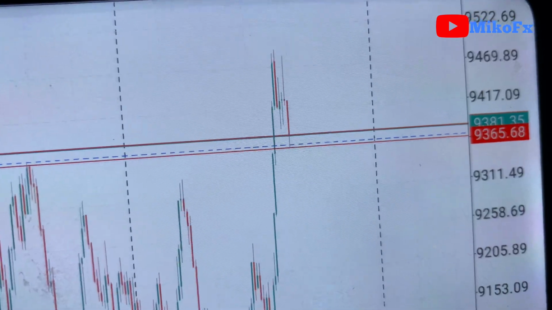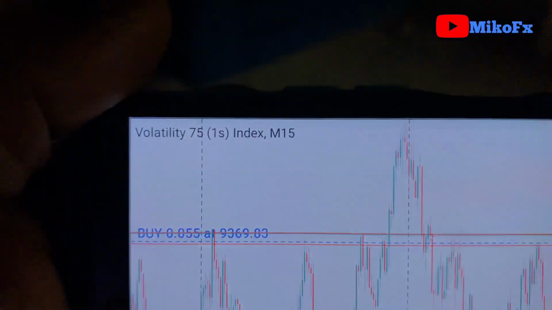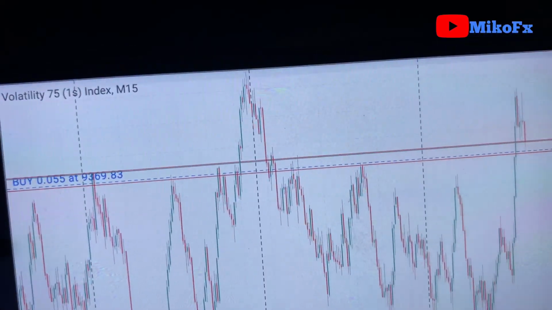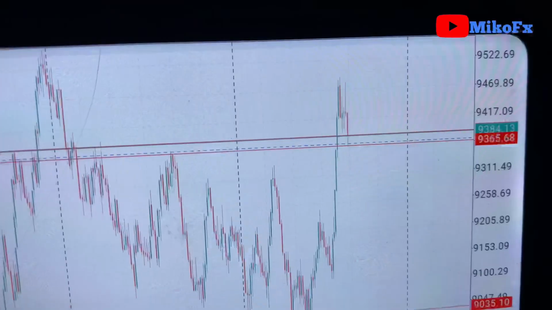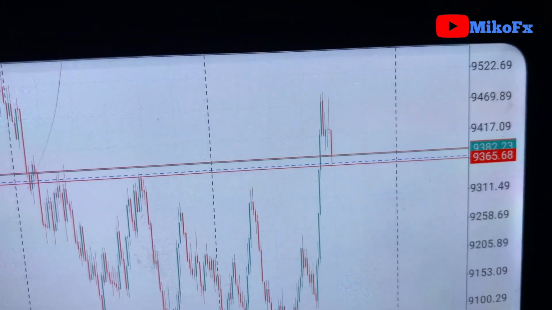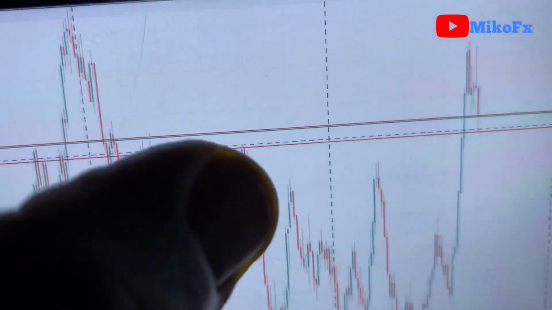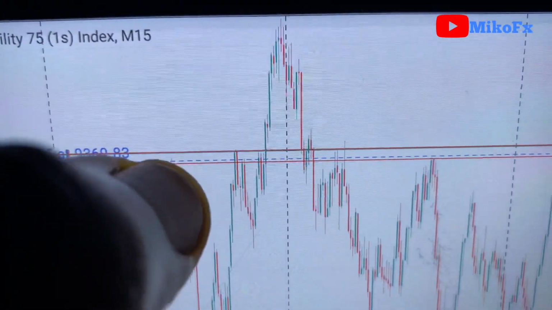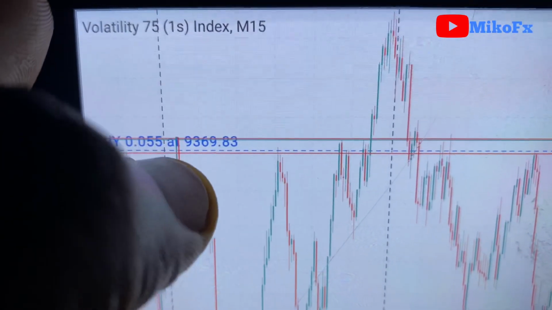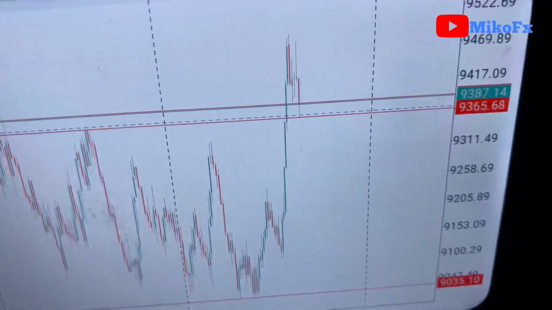Okay guys, I just entered a new buy here at this key level. This is for the 75 index, and this is a key level. As you can see, it was tested here, tested here multiple times. I'm expecting a reversal at this level, which is already happening. This key level was tested here, here, and here a little bit.